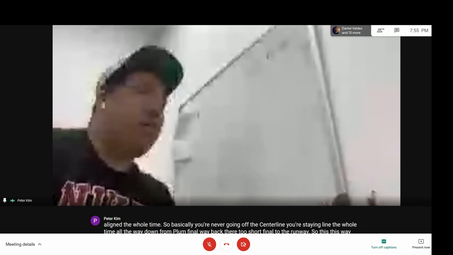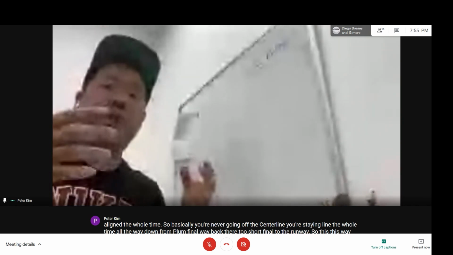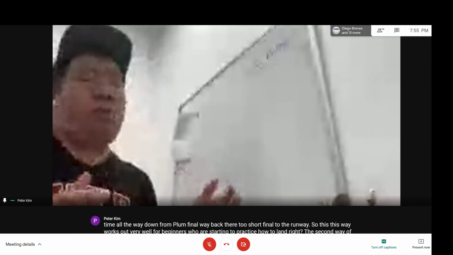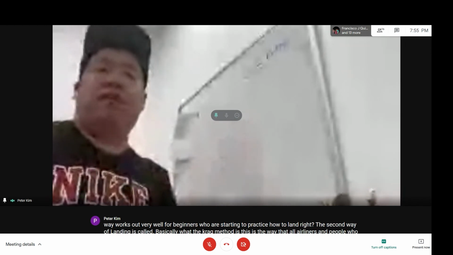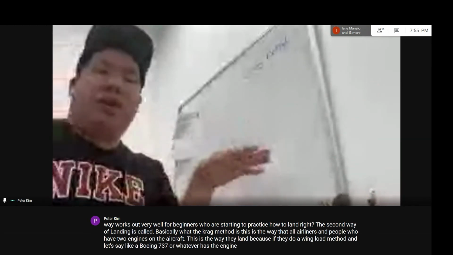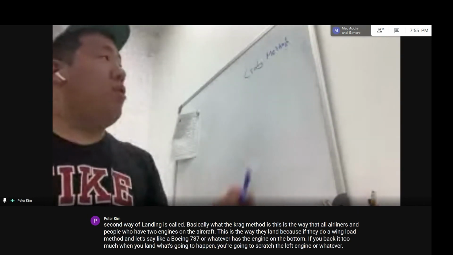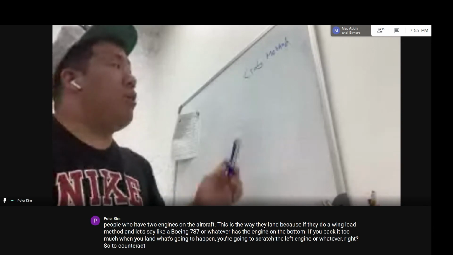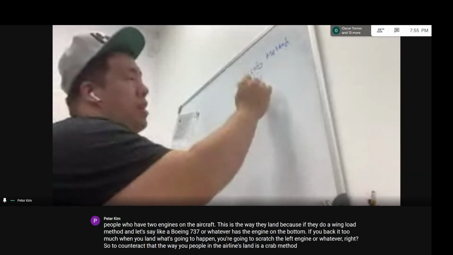basically what the crab method is. This is the way that all airliners and people who have two engines on their aircraft land. Because if they do a wing low method, and let's say a Boeing 737 or whatever has the engine on the bottom, if you bank it too much when you land, what's going to happen? You're going to scratch the left engine or whatever, right? So to counteract that, the way people in the airlines land is the crab method.